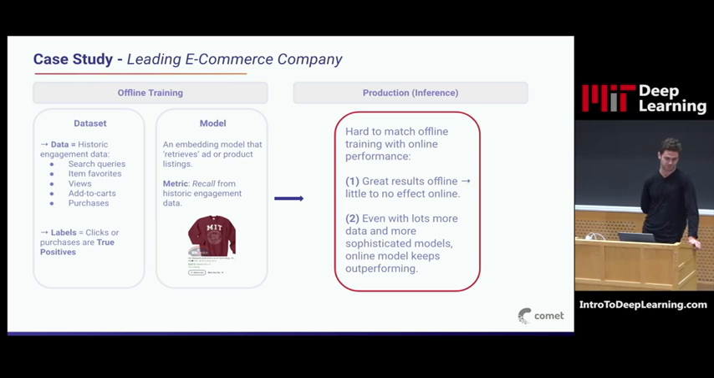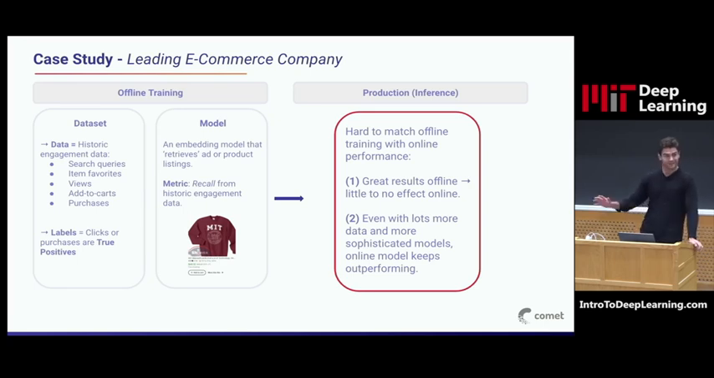To put it a different way, they think they have breakthroughs. They think they see these offline performance metrics. So we have this new model. It's like 8% better. They ship it. Doesn't do any better. So it's like a bifurcated issue here. You have amazing results offline leading to no effect online. And then also, even with lots more data and sophisticated models, the online model keeps outperforming any new candidate.